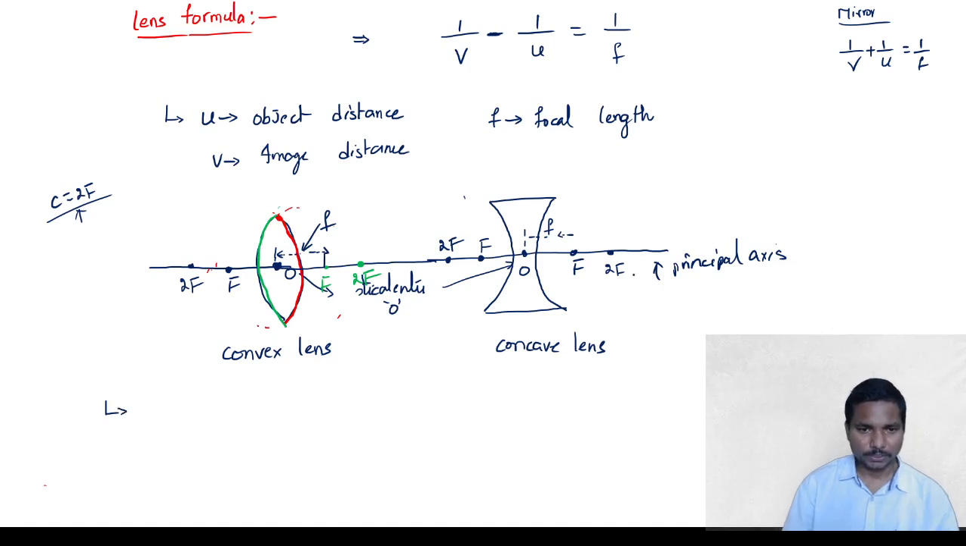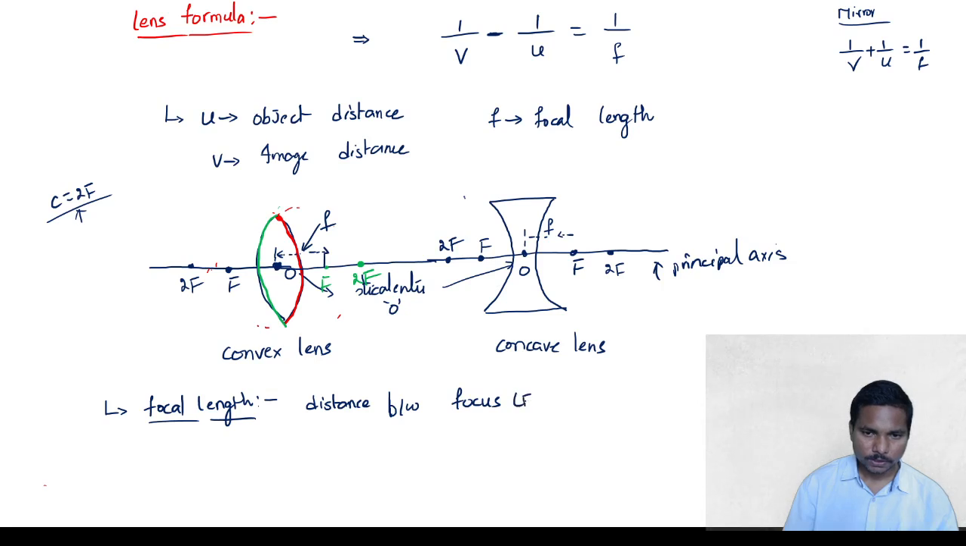We know the principal axis, no need to talk about it. Mainly the focal length is required. This focal length is nothing but the distance between the focus and the optical center, that is OF.